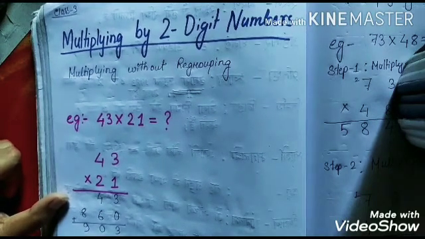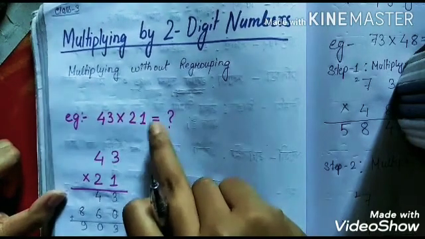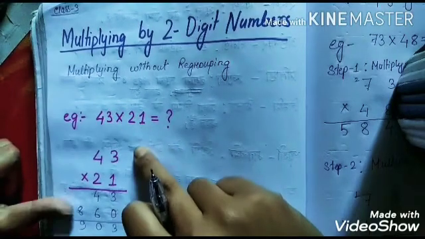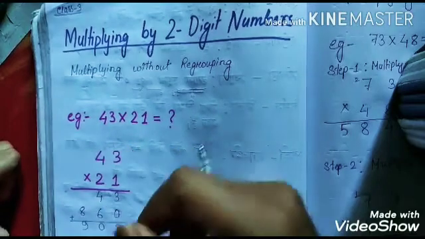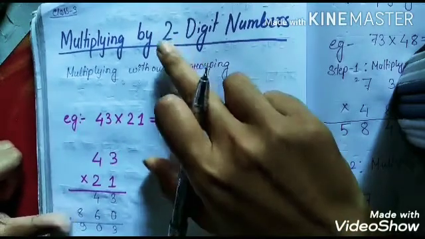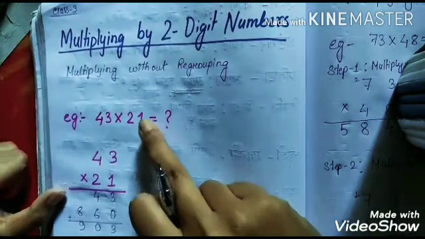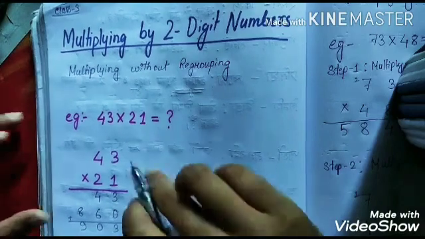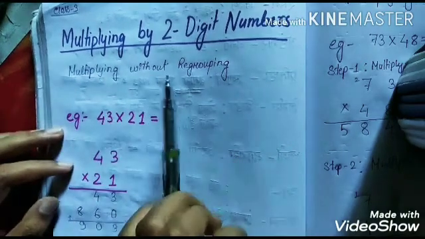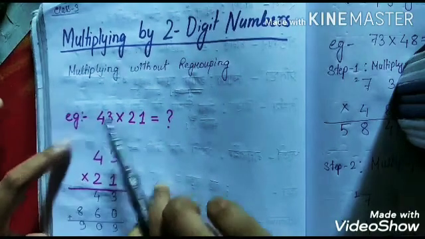Today we are going to learn multiplying by 2 digit numbers, but here the digits of the 2 digit number will be numbers other than 0. I will show you that. If we are multiplying by a 2 digit number and there is no 0, then how do you have to do it? First I'll show you multiplying without regrouping, and next with regrouping. So let's start.